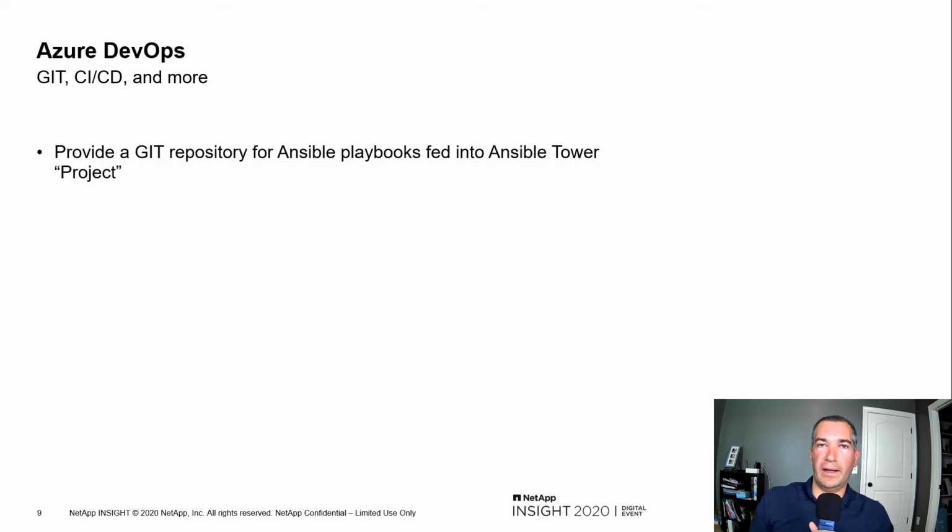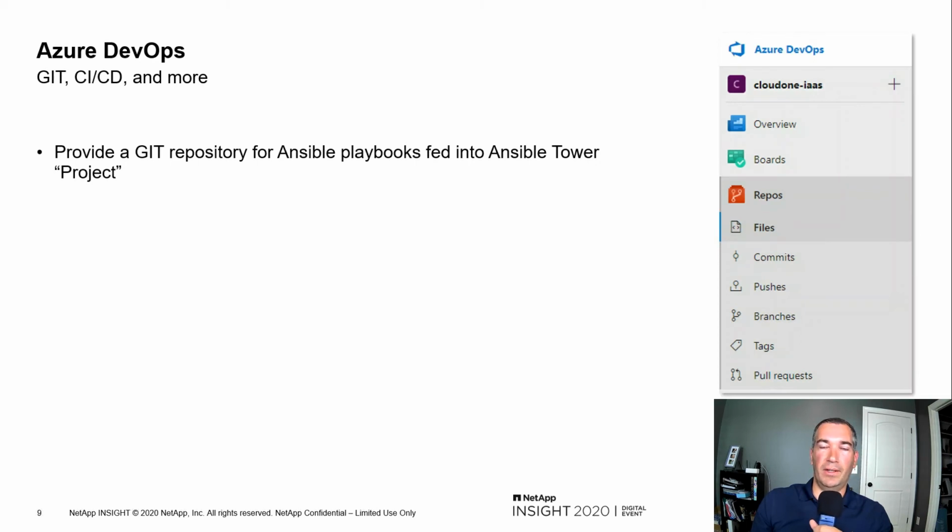Next, let's take a look at Azure DevOps. As I mentioned before, we have our Git repository inside of Azure DevOps. It's just a standard Git repo. We used to have our Git repo on-prem in GitLab, but we've moved it to Azure DevOps, so we have better integration for CI/CD.